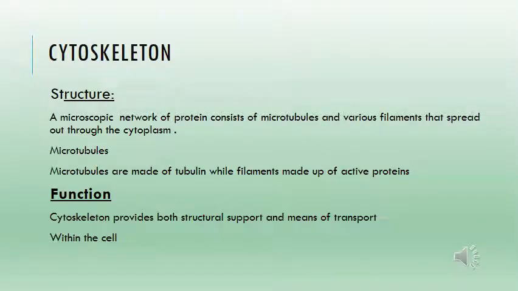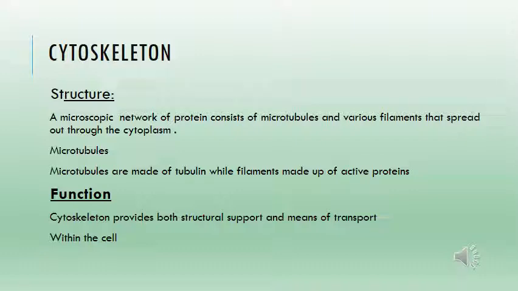Cytoskeleton. Cytoskeleton is a microscopic network of protein. I have divided it into two, that is microtubules and microfilaments. Microtubules are made of tubulin, which is also a protein, and the filaments are made up of actin proteins.